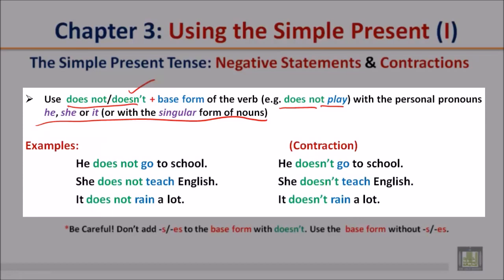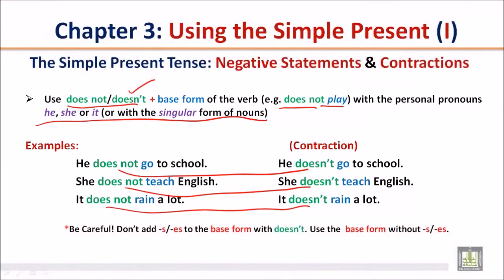Here are the examples. He does not go to school. With the contraction, he doesn't go to school. She does not teach English. With the contraction, she doesn't teach English. It does not rain a lot. With the contraction, it doesn't rain a lot.